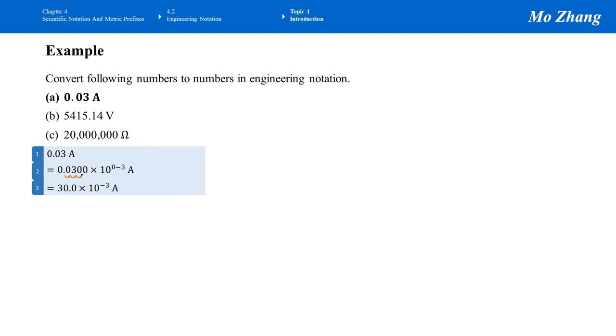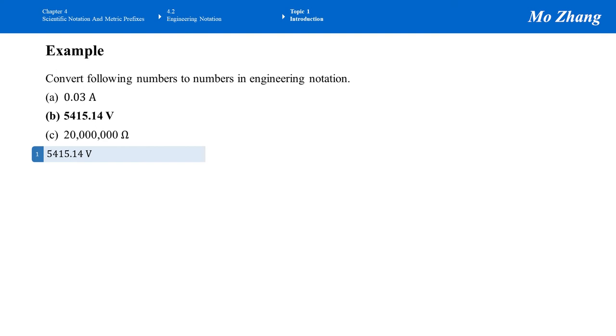After moving it to the right 3 times, 0.03 becomes 30.0. The exponent becomes negative 3. So the answer is 30.0 multiplied by 10 to the power negative 3 ampere.